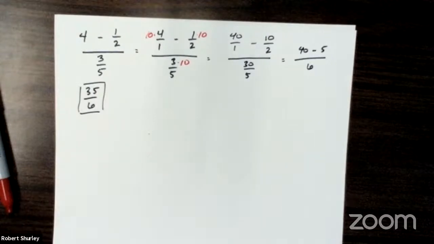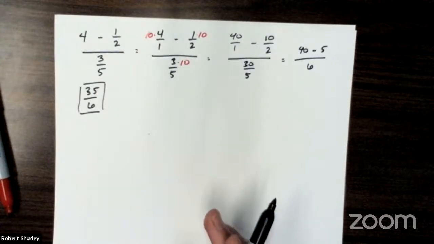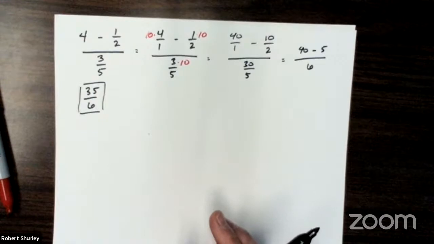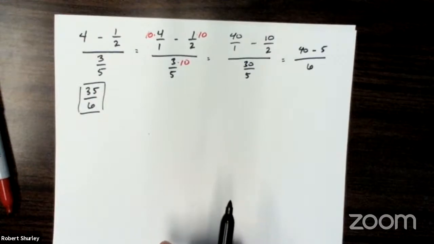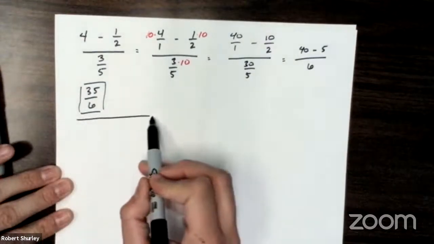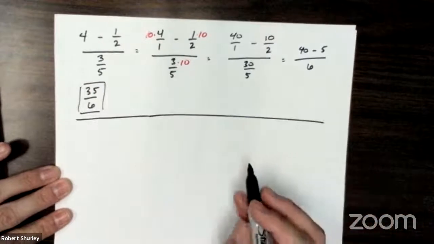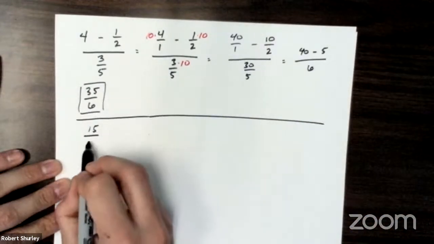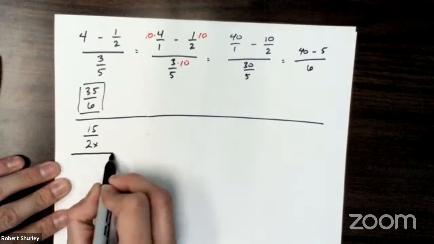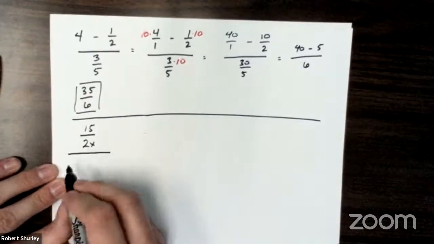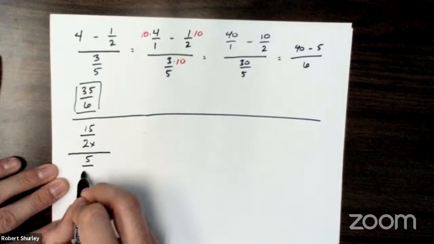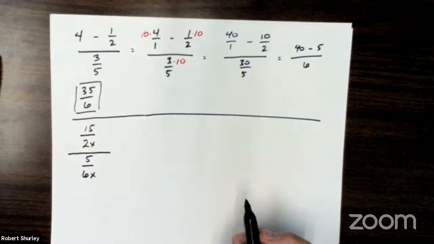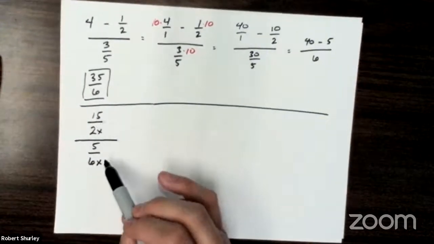Okay, so now let's start adding integers into this. So mixing it up with integers. And it's not going to be that much harder, actually. The common denominator is a little bit different to find. So let's say we had 15 over 2x divided by 5 over 6x. So for this one, we just have a fraction over a fraction.